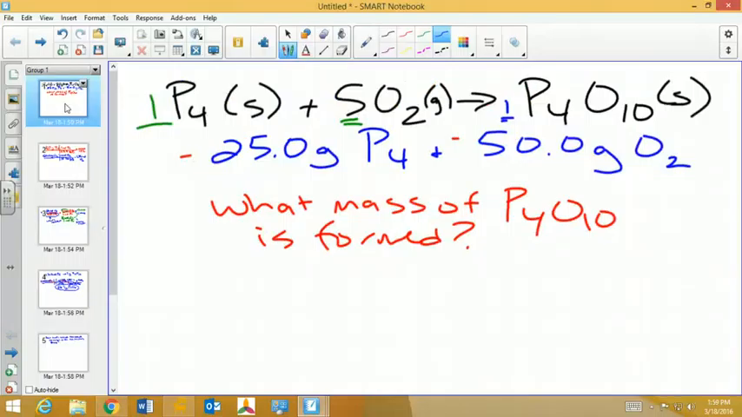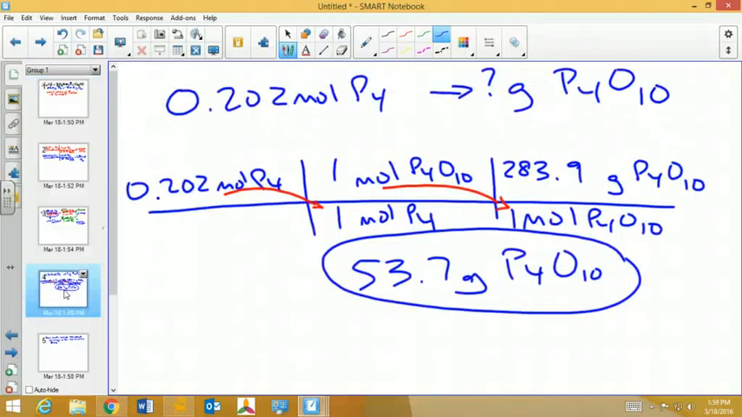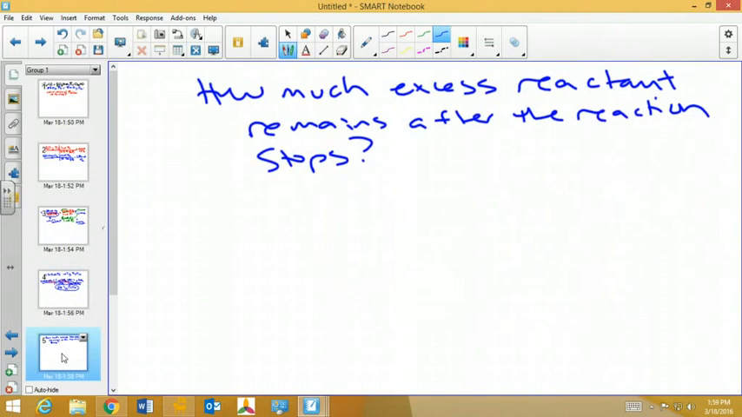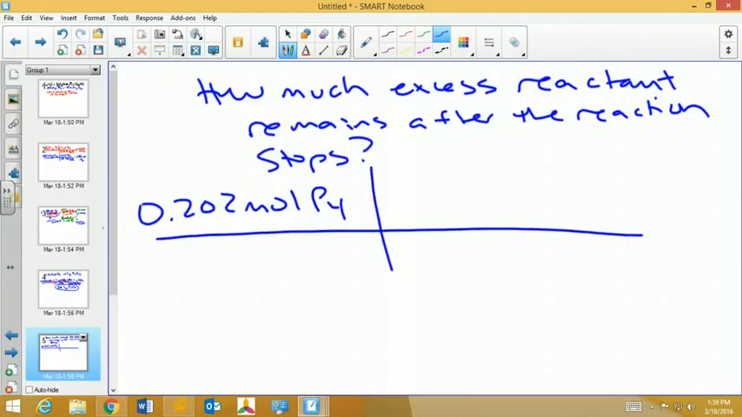So you might think, well, let's just start with this 50 grams right here. But no, because that's too much. We don't know how much of that's going to be used. We do know that all of my 25 grams of P4 is going to be used. So we're going to use that number. We're going to use the same number we started with here, this 0.202 moles, and make that happen. So 0.202 moles of P4, we're going to change that into my excess reactant. Again, my excess reactant was the O2.